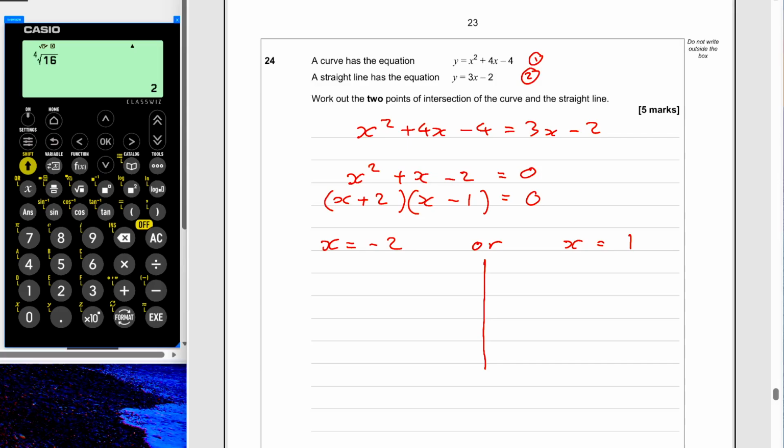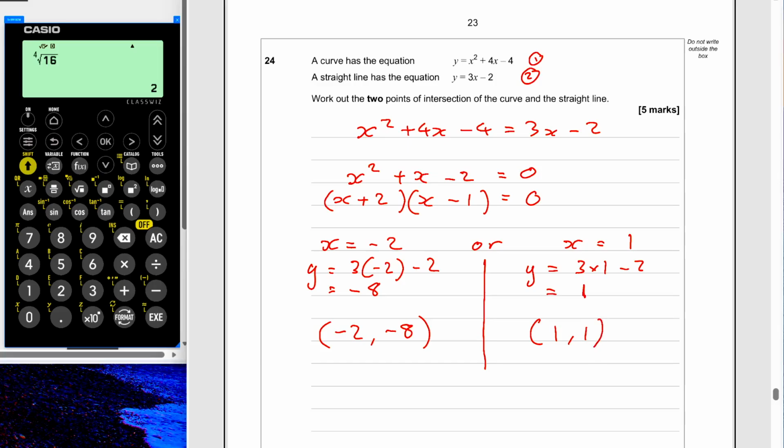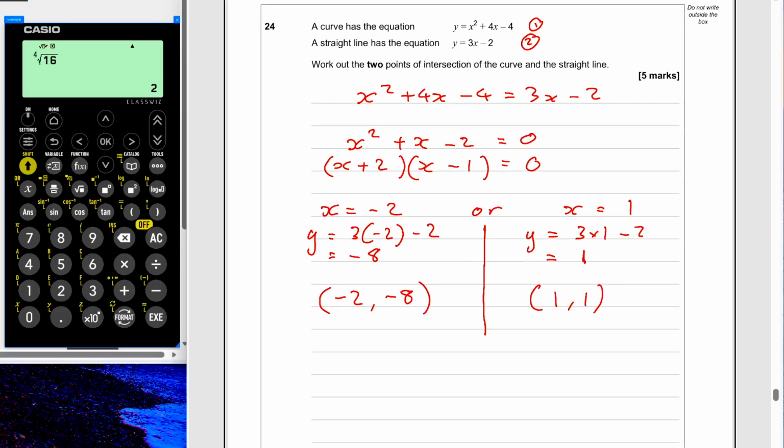So then split this like this. Find the 2 points. So y is going to be equal to 3 lots of minus 2 minus 2, so that's going to be minus 8. Or y is equal to 3 lots of 1 minus 2, so that would be 3 minus 2, that would be 1. So that gives us our 2 points of intersection of minus 2, minus 8 or 1, 1.